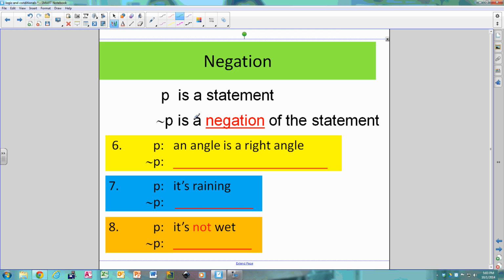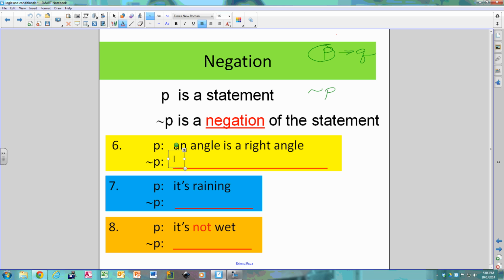All right, now let's talk about what happens when we negate things. Think about what negate means. If P is your statement, then squiggly P is the negation of the statement. The little squiggly is for negation. Negation means opposite. So if P is the portion of your statement, an angle is a right angle, well, the negation would be an angle is not a right angle.